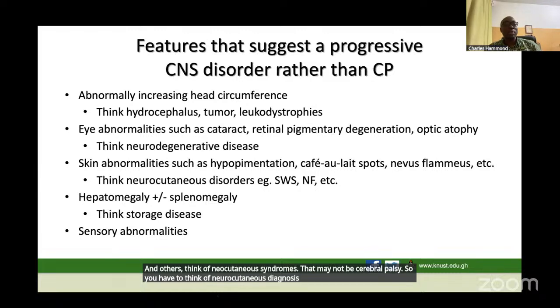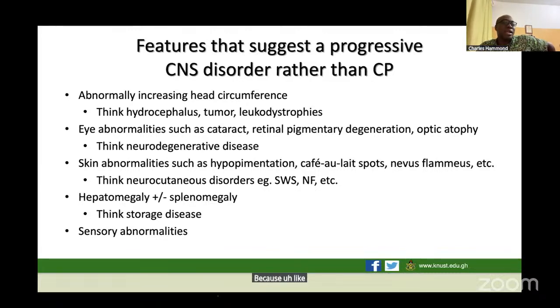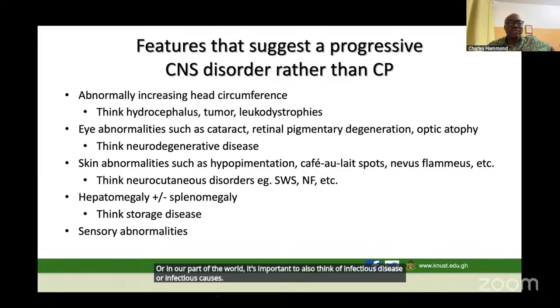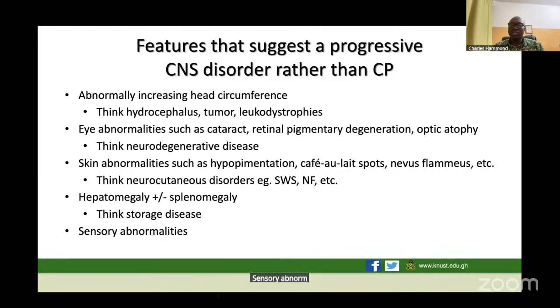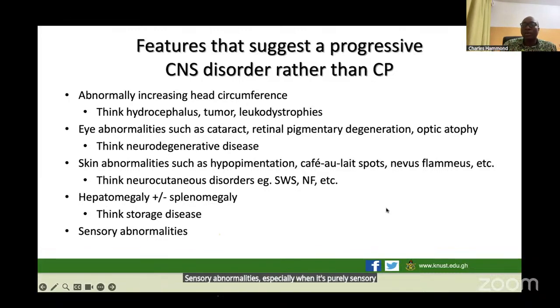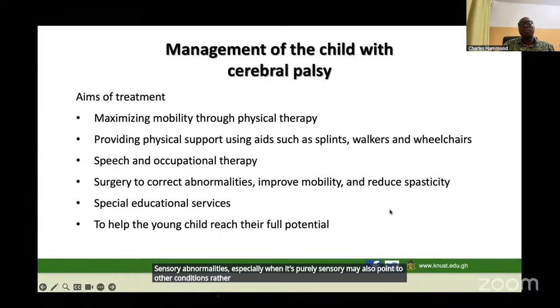When you see organomegalies like splenomegaly, hepatomegaly, think of storage diseases. Or in our part of the world, it's important to also think of infectious causes. Sensory abnormalities, especially when it's purely sensory, may also point to other conditions rather than cerebral palsy.